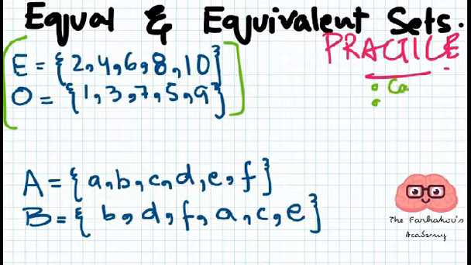First, we need to check the cardinal number, or the cardinality. The second is we need to check whether the elements are same or not. So let's see the first one.